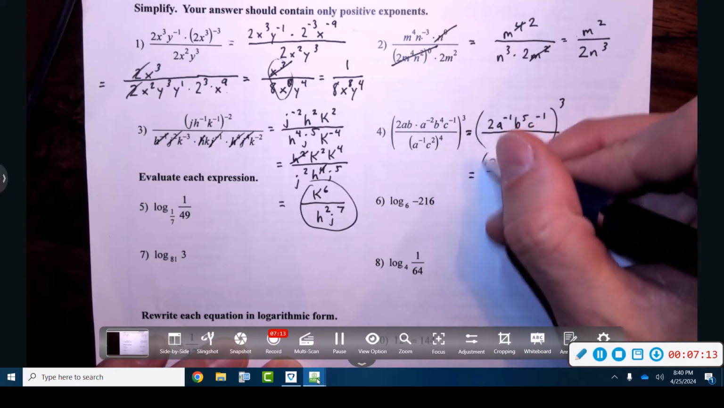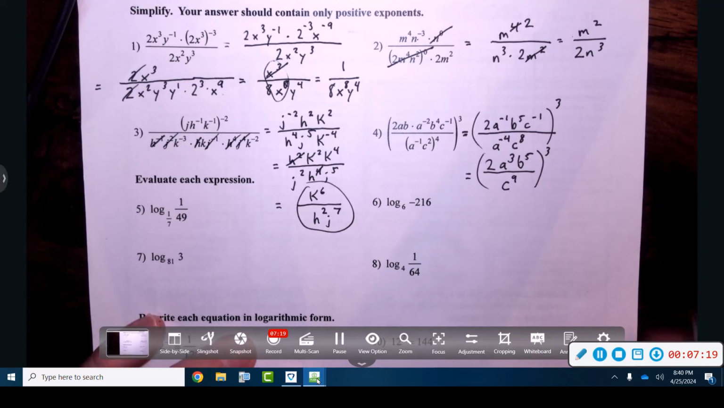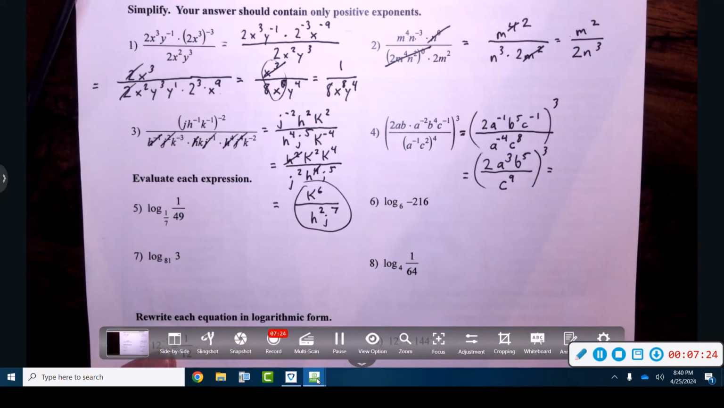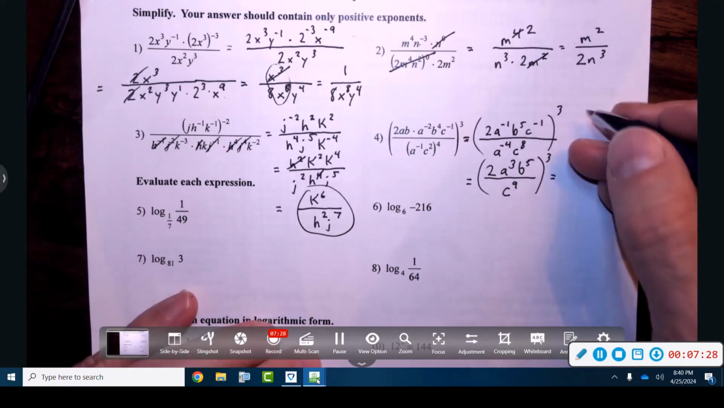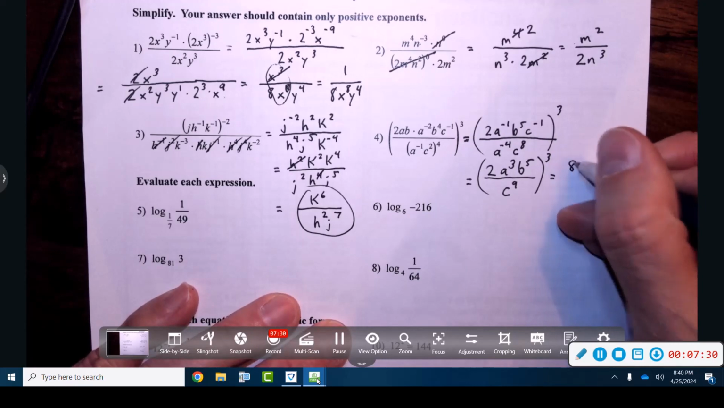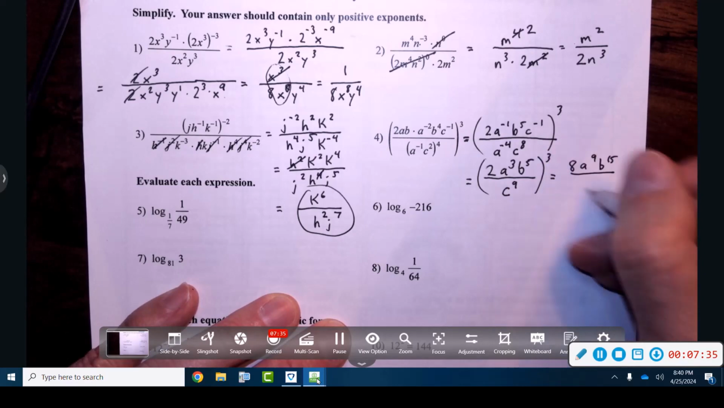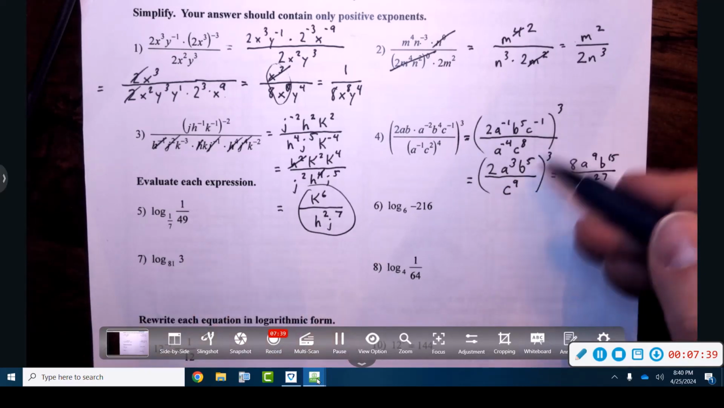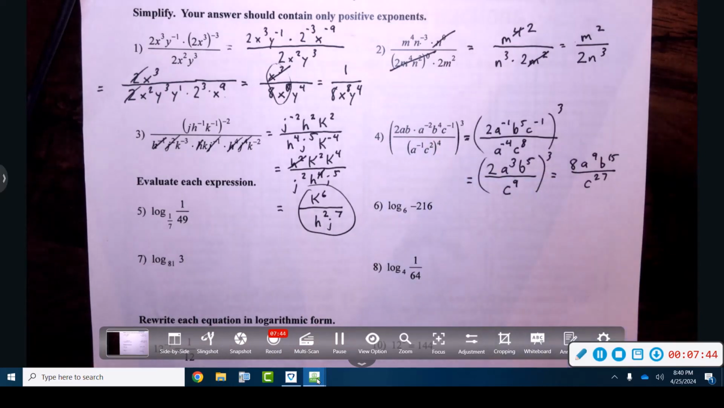Okay, now all of this is being raised to the third power. Okay, so next, yeah, okay, so here we go. Now we got 8, a to the 9th, b to the 15th, and c to the 27th. All right, so, you know, you could just leave that 3, wait till the end, simplify everything inside. That's a strategy.